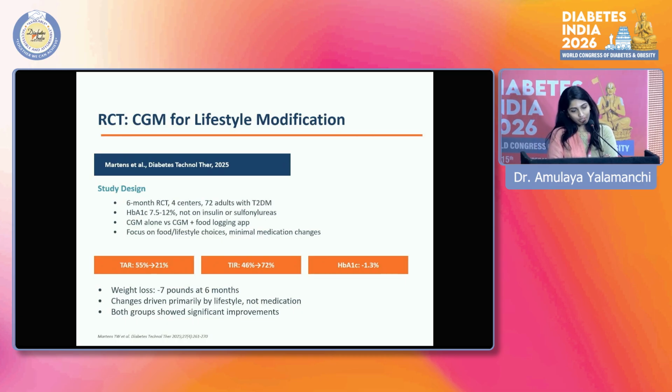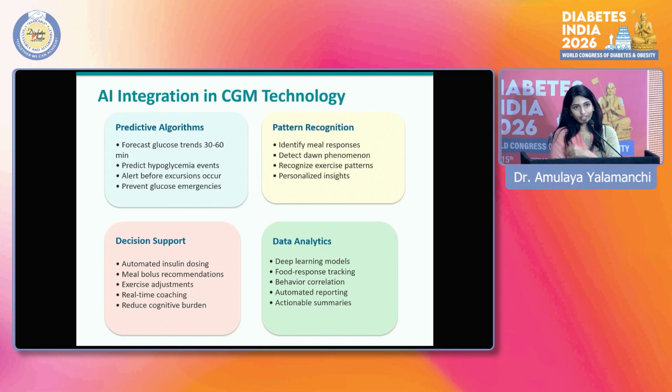There was also weight loss at the end of 6 months. A 7-pound weight loss was seen in the CGM plus food logging app group. Both groups have shown significant improvements, but when they have the data of food, what they eat, and the difference they see on the CGM metrics, there is a significant difference. So we need not do all of it on our own.